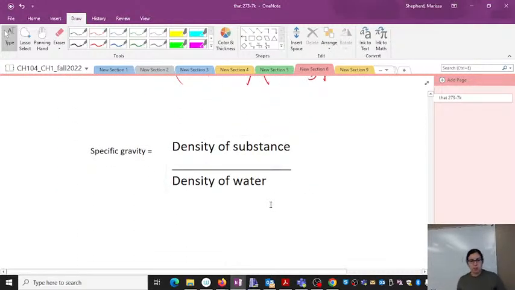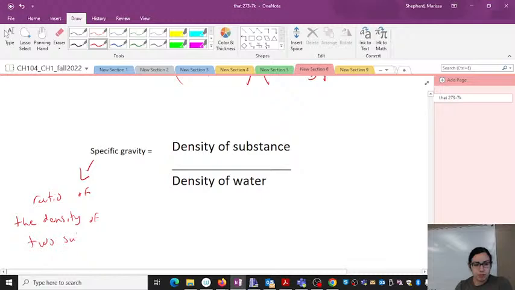And then, just a term that I wanted to bring up, since it comes up in your book. It talks about this term of specific gravity. All specific gravity is, is just a ratio. More generally, it's a ratio of the density of two substances. But then your book has a slightly narrower definition, where it's just the density of some substance compared to water.